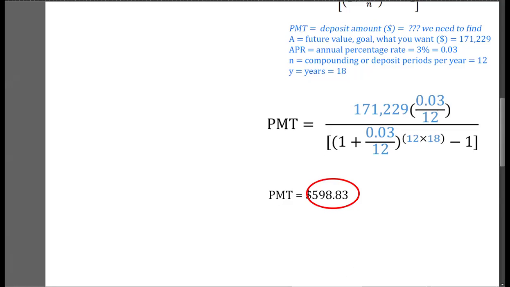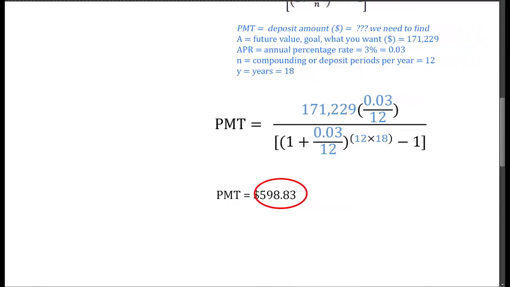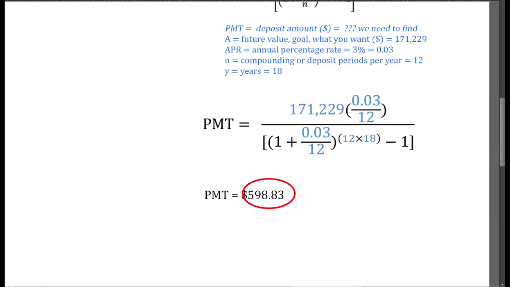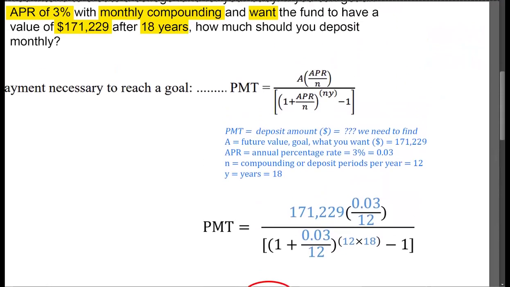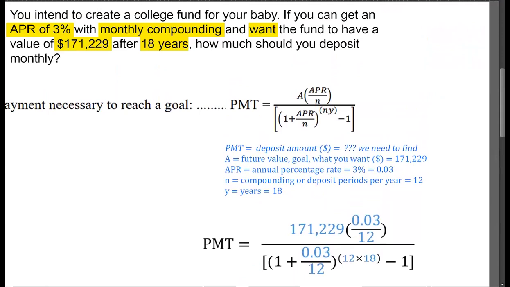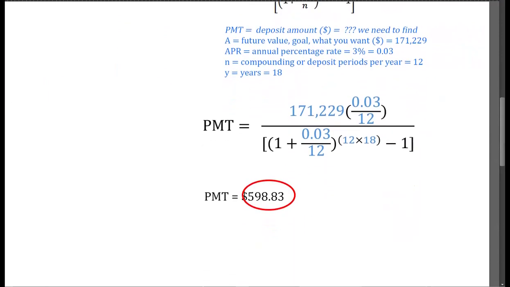But that's it. That's it for this one. We have the formula. We type everything in. We round to the nearest cent. So the answer to how much should you deposit monthly is $598.83.